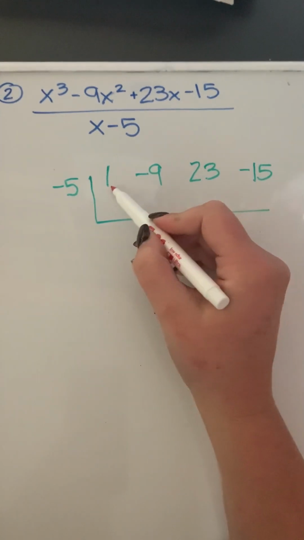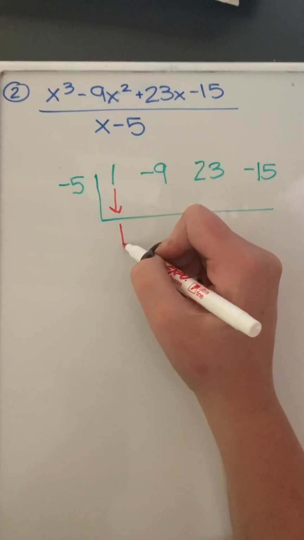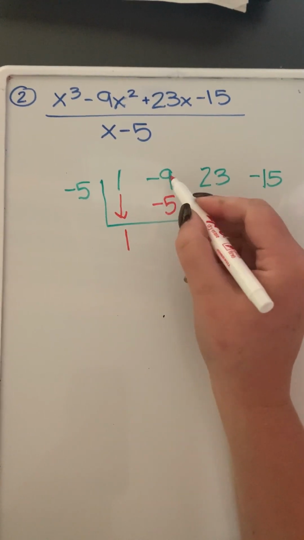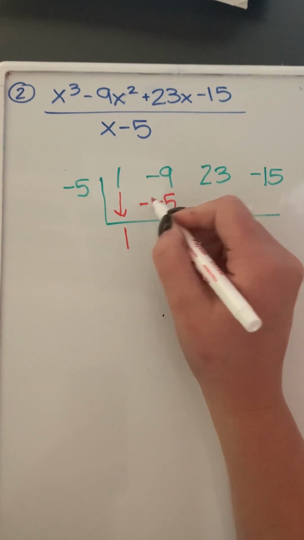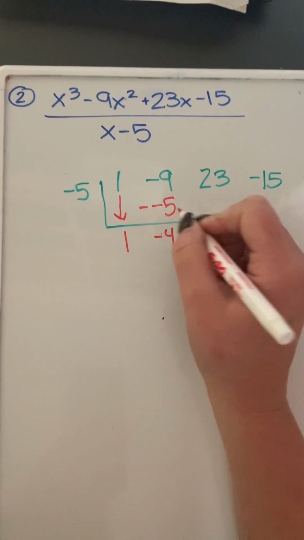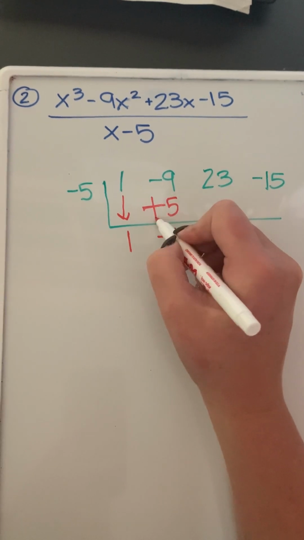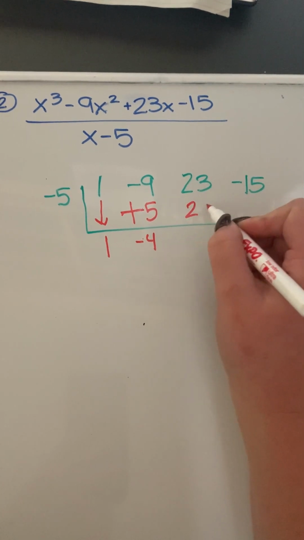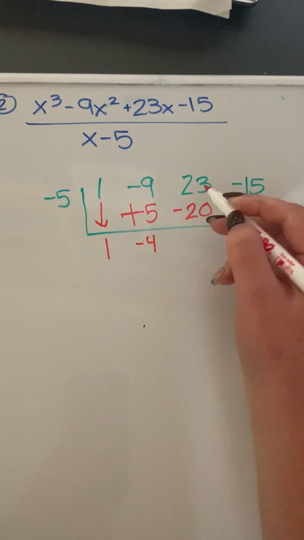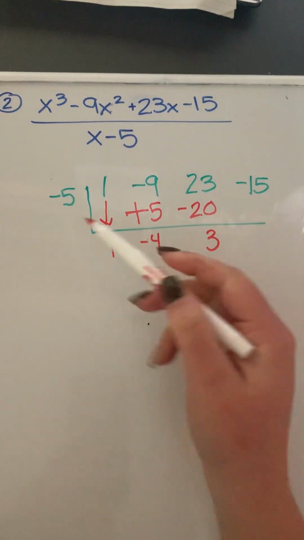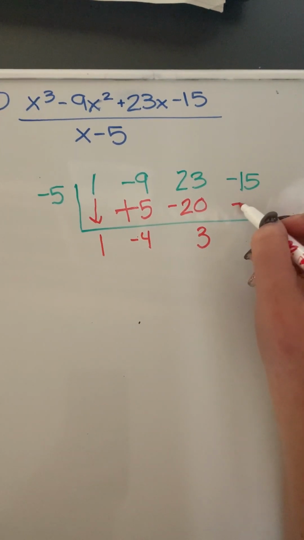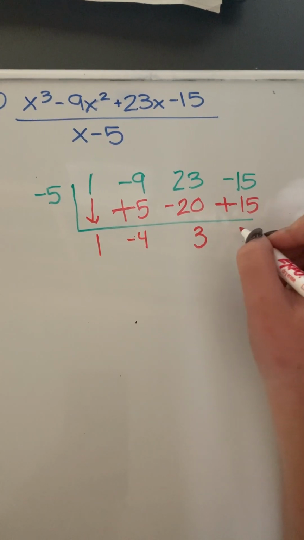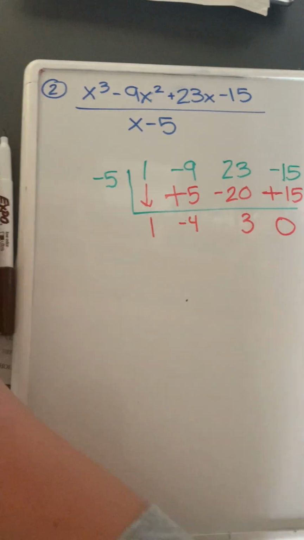Again, I'm going to drop down the 1. So negative 5 times 1 is negative 5. Negative 9 minus negative 5 is a negative 4. The negative 5 turns into a positive 5. Negative 4 times negative 5 is a positive 20. 23 minus 20 is 3. Negative 5 times 3 is negative 15. Negative 15 minus negative 15 is 0.